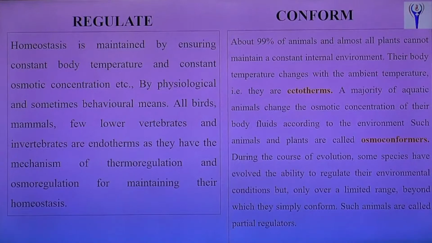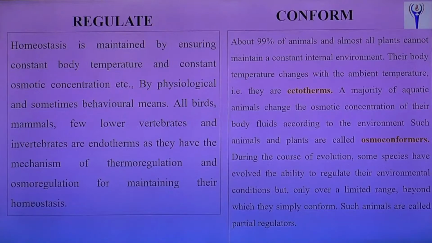What is physiological? It is what is happening inside the body. Whereas behavioral is a behaving thing. All birds, mammals, few lower vertebrates and invertebrates are endotherms. What are endotherms? Endotherms means warm-blooded animals. We call warm-blooded animals endotherms, as they have the mechanism of thermoregulation and osmoregulation for maintaining homeostasis. Thermoregulation means body temperature, whereas osmoregulation means osmotic concentration in the body.